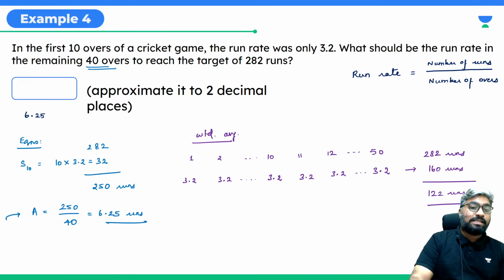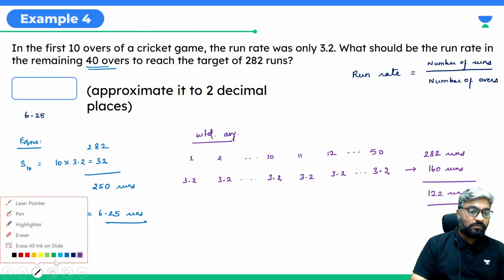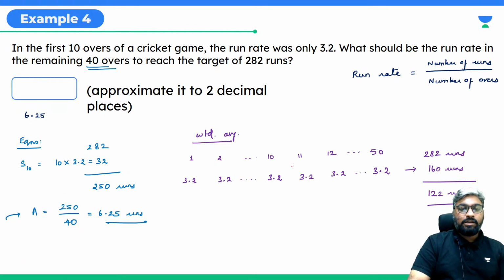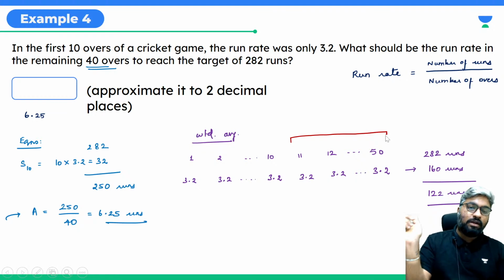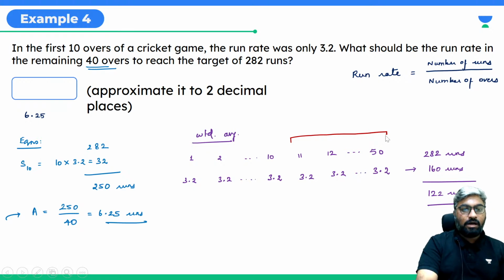These 122 runs extra for 50 overs we want. Are you able to get this, guys? 122 extra we want it in all to total 50 overs, or 122 extra we want it in these 40 overs. Would you agree? Yes or no, guys? So 122 throughout for full 50 overs is 2.44. This 2.44 for the rest of the 40 overs. Yes, we want it for the rest of the 40 overs.